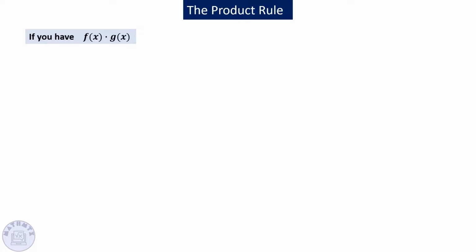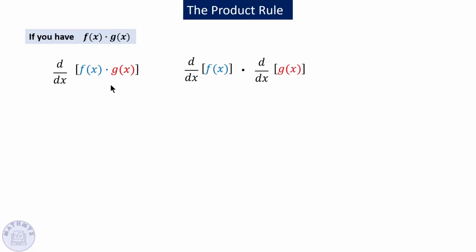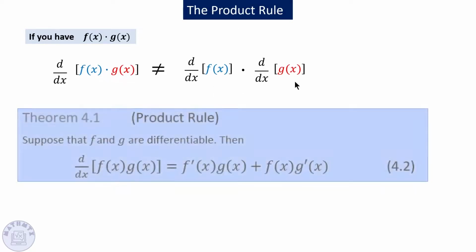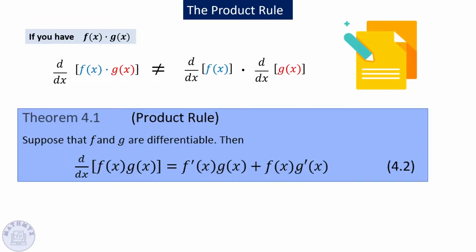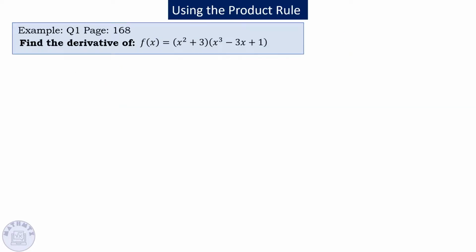Alright, so if you have two functions multiplied together and you want to find the derivative for them, then you don't simply find the derivative for the first and for the second, but you will use the product rule. So the product rule says the derivative of the first times the second plus the first times derivative of the second. That's it. We will just apply it.